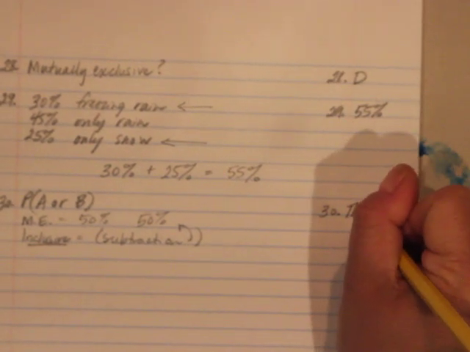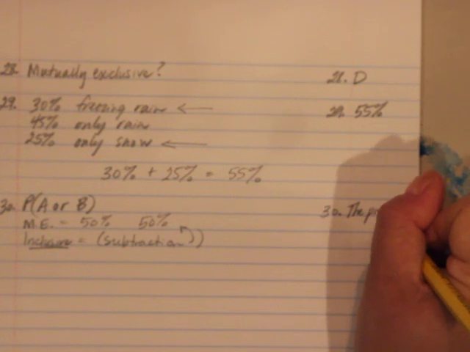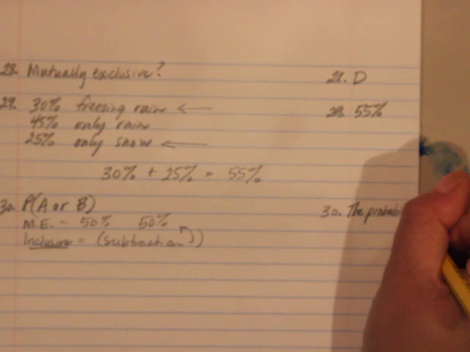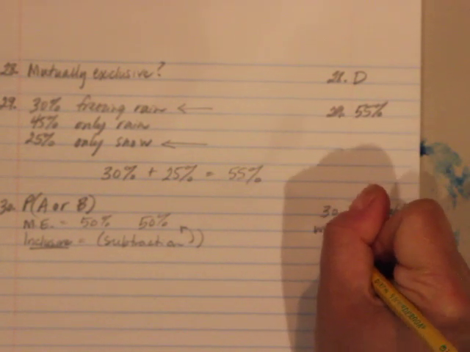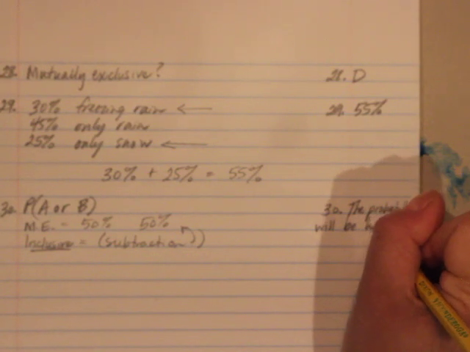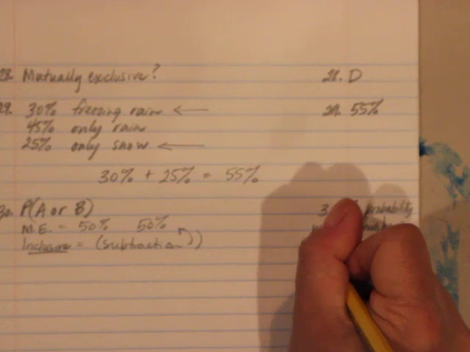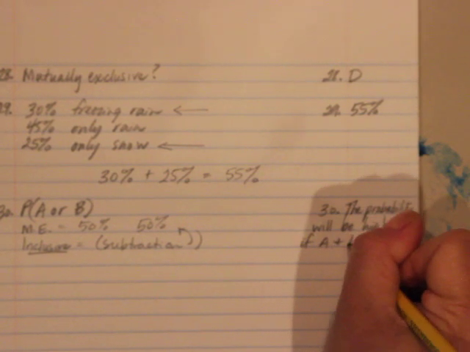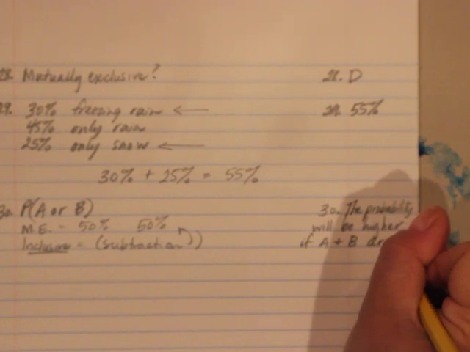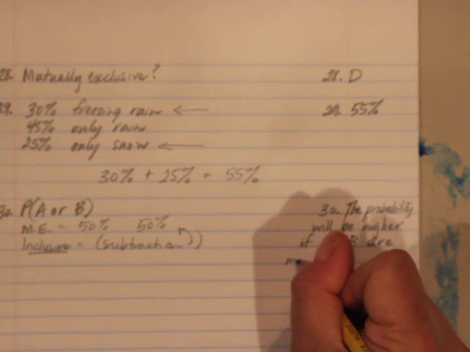So reasoning my way through that, the probability is going to be higher for mutually exclusive events. I'll just write this down with words. The probability will be higher if A and B are mutually exclusive, meaning you can only get one or the other.